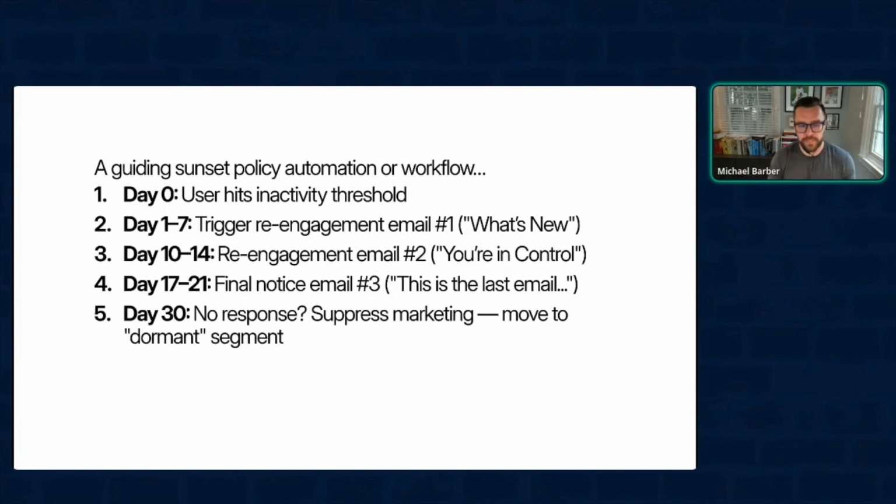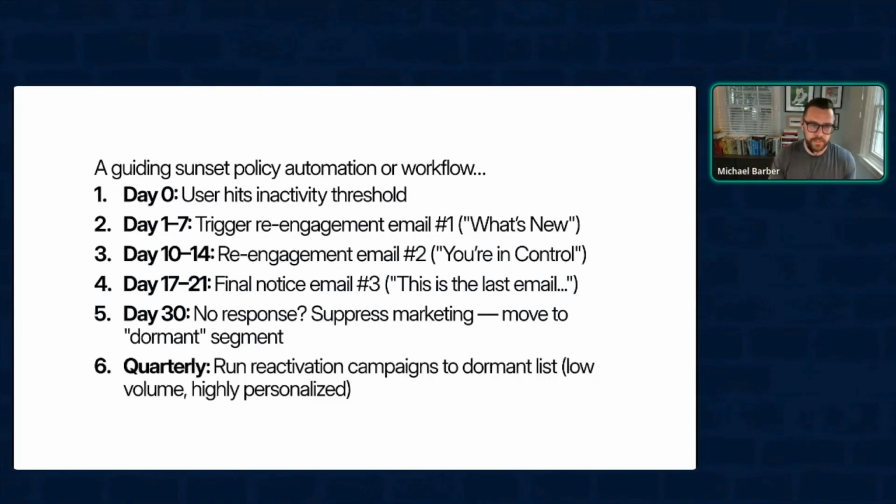Day 30, if we've gotten no response from any of these 3 emails, whether that is a tangible open, a real open, or some sort of click, then with no response, we suppress marketing. We move to some sort of dormant segment in the future. Step 6 here is quarterly: run reactivation campaigns to the dormant list. Low volume but highly personalized can be really important here.